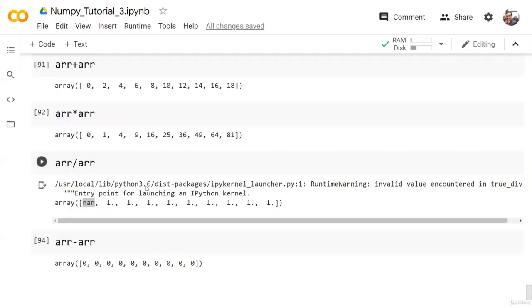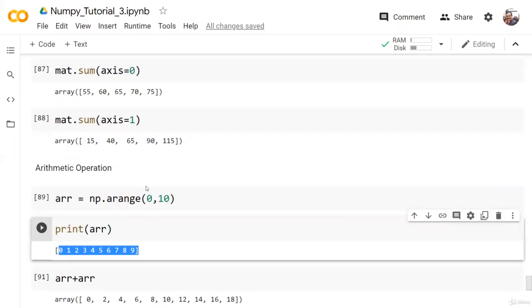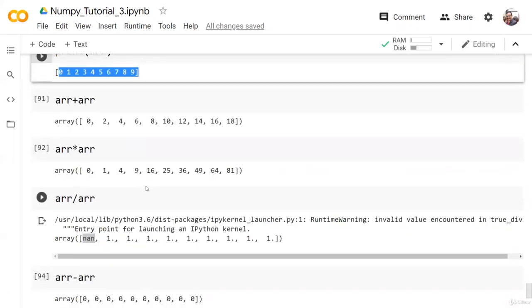Great. So all the mathematical operations which are possible with NumPy have been covered in this tutorial. I hope this is clear to you.